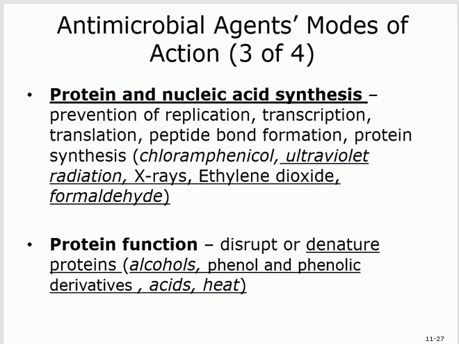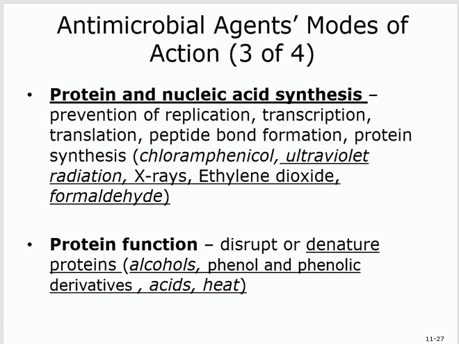Some others will work on nucleic acids. Did I talk about ultraviolet before? Ultraviolet radiation, if it is in a bactericidal wavelength, how does it work? Nucleic acid, right? So what works on a nucleic acid? Ultraviolet radiation, X-ray, ethylene dioxide, formaldehyde. Do I need to remember this? Of course, yes. You have to remember this.